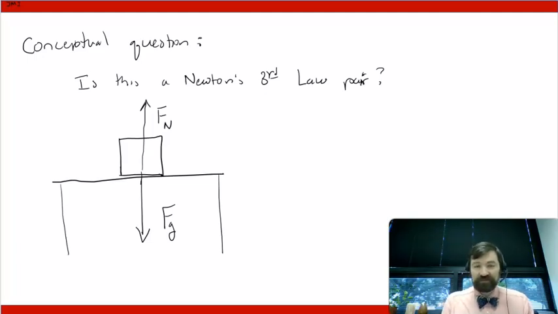All right, if you've taken some time to think about it, here's what the basic answer is. For this normal force, the Newton's third law pair would be that the box applies a normal force back on the table.